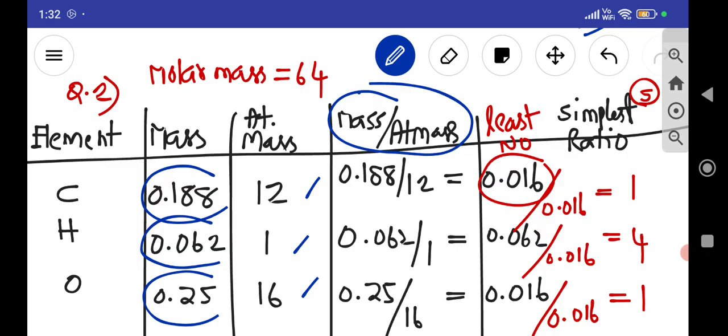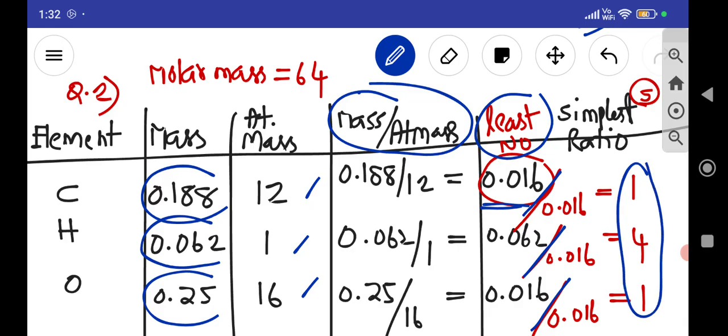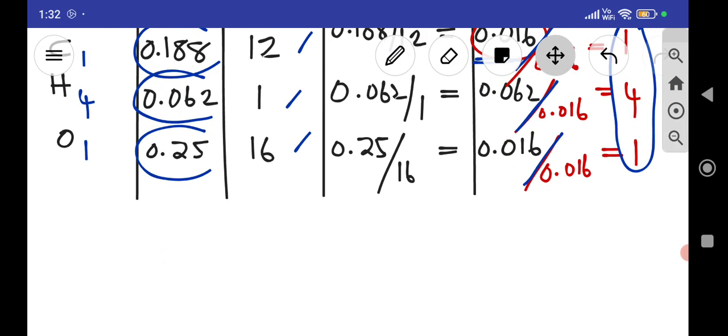So follow the same, take the least number. Here the least number is 0.016. So hence divide all the three values using the least number. So you will get the simplest ratio, carbon is 1, hydrogen is 4 and oxygen is 1. So this will give you the empirical formula.